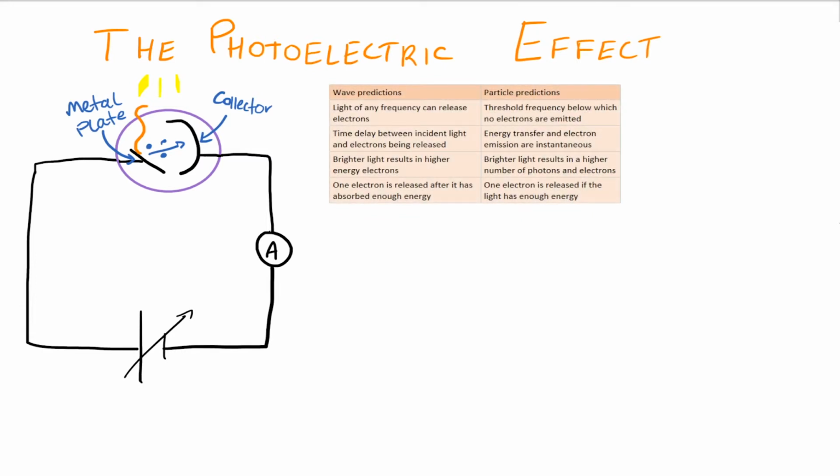So in this table we have a compare and contrast between the wave predictions and the particle predictions. So if light is acting as a wave, then light of any frequency should be able to release electrons. There'll just be a time delay between when the light is turned on and when the electrons are released. So those 2 points kind of rely on each other. It should take a bit of time for the energy in the electrons to build up. The wave model also states that brighter light should result in higher energy electrons, and that one electron is released after it's absorbed enough energy to escape the metal plate.